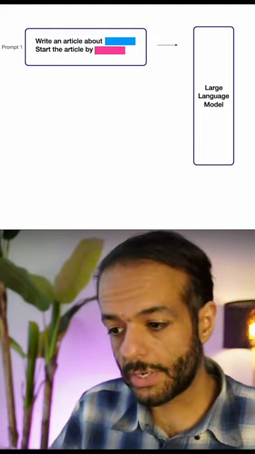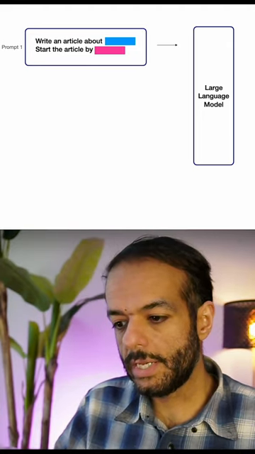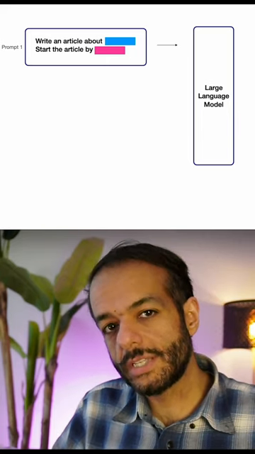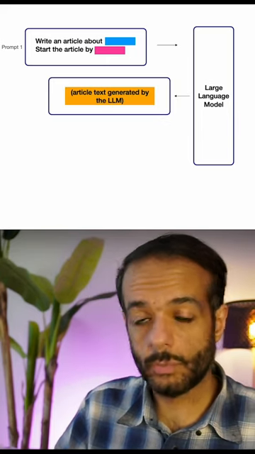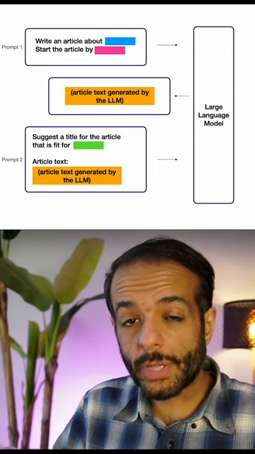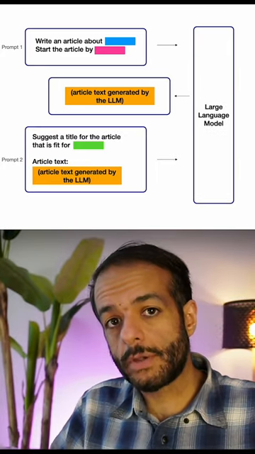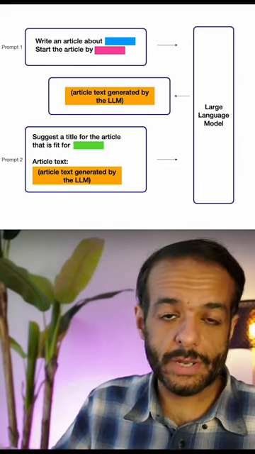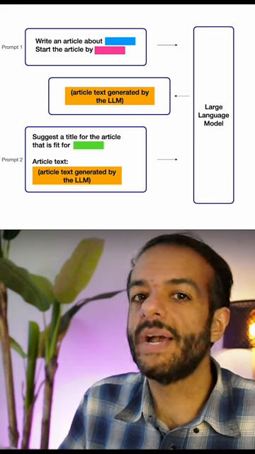So kind of like, write me an article about penguins and start the article by a quote by somebody. When you do that, you can send it to the model and get a response back, so a suggested article written by the model. You can now have another prompt that plugs in the article and asks the model to suggest a title for this article. And you can say, okay, I want a title that is fit for Time Magazine, for example.